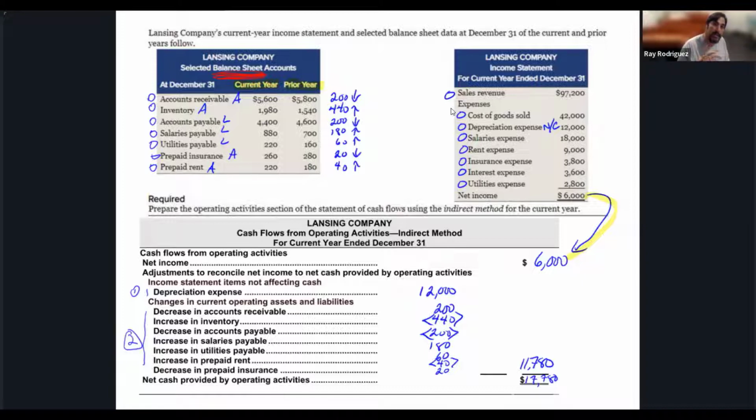Step 1 is adjust for non-cash stuff. That's always going to be depreciation. So we subtracted out depreciation to get $6,000. We need to add back depreciation for this adjustment.